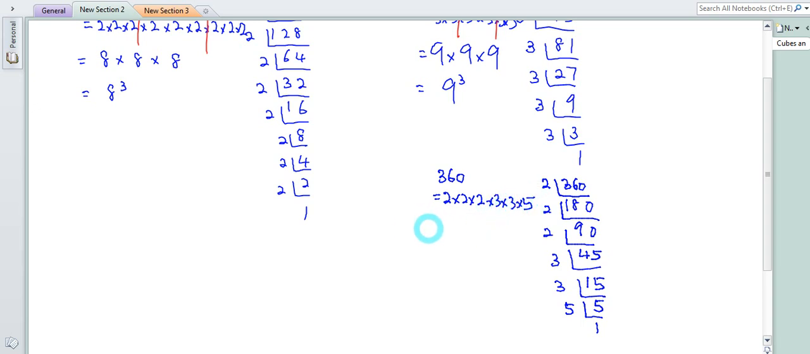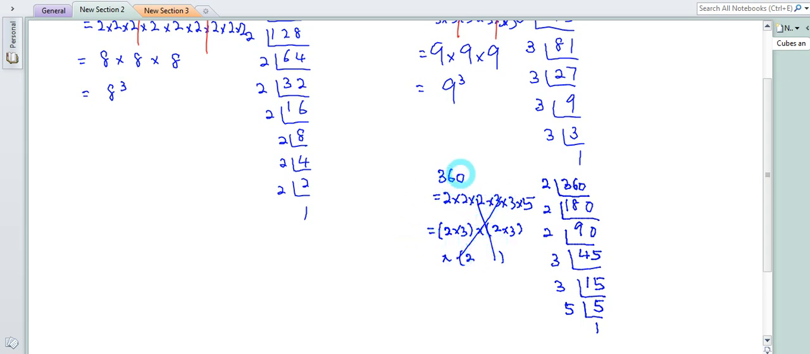Okay, now I try to distribute all these numbers into 3 identical groups. 1, 2, 3. So now I have 3 groups, right? So I can write 1, 2 here, 1, 2 here, and 1, 2 here. But I only have 2 threes. You can put 3 here, 3 here. Here we don't have a 3, right? So we are actually not able to make all these prime factors become 3 identical groups.